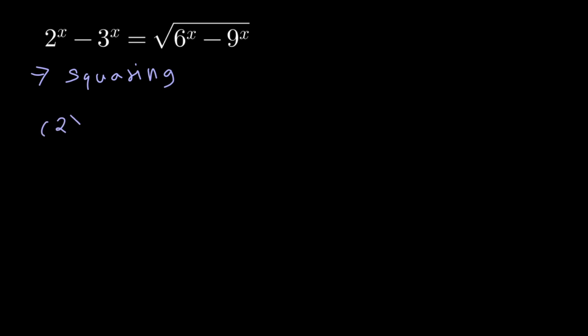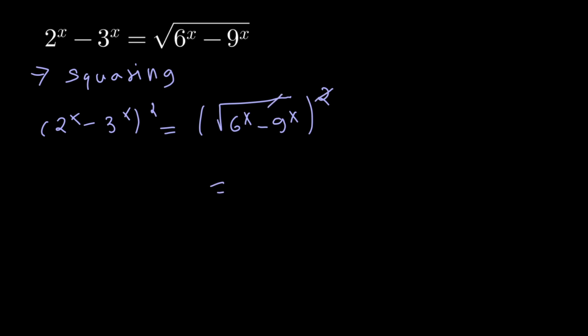Therefore, 2 to the power x minus 3 to the power x, the complete square, equals square root of 6 to the power x minus 9 to the power x, the complete square. Now on the right hand side, the thing is very simple. The square root and the square will get cancelled out, and the final thing remaining would be 6 to the power x minus 9 to the power x.